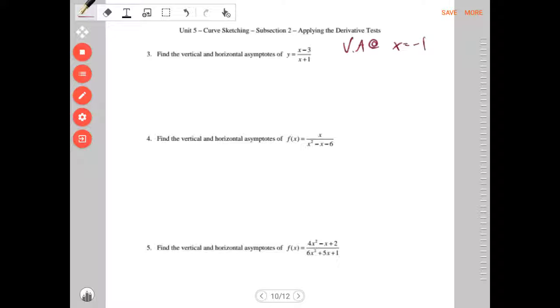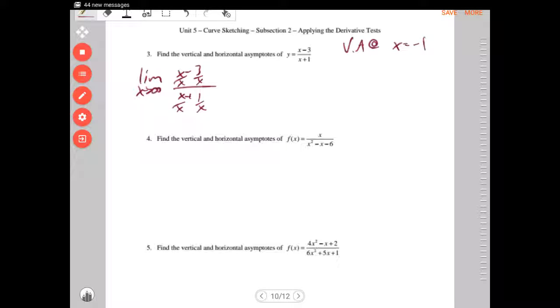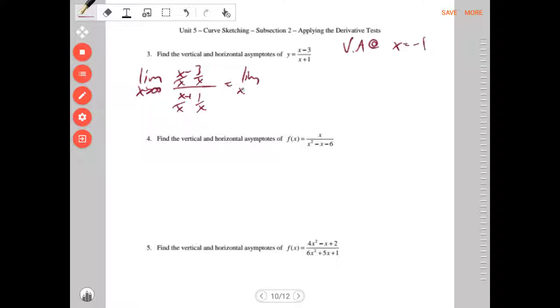Okay, now the horizontal asymptote. So the limit as x approaches infinity of x minus 3 over x plus 1. Remember, we divide everything by the biggest exponent on the x, so just x to the 1. So this is the limit as x approaches infinity of 1 minus 3 over x, over 1 plus 1 over x, and as x approaches infinity, those guys equal 0, so it's 1 over 1. So the horizontal asymptote happens at y equals 1. Okay, great.